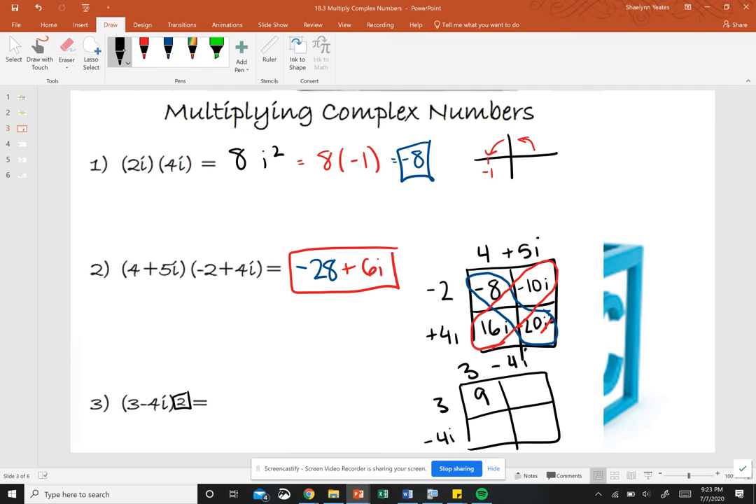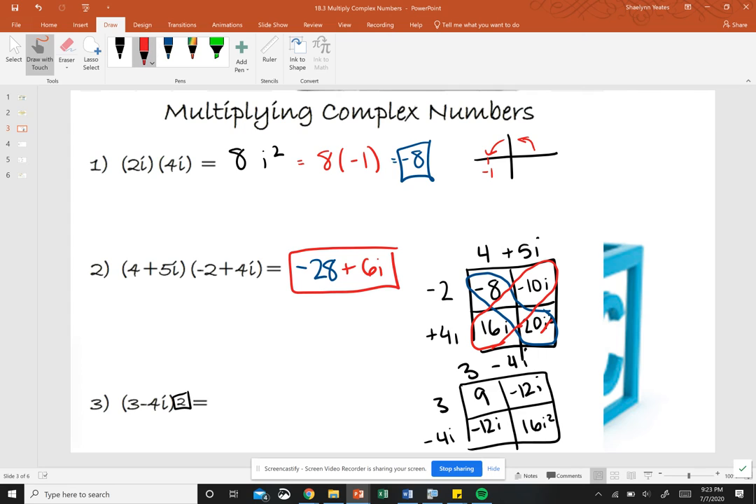Well, 3 times 3 is 9. 3 times -4i is -12i. Same thing with -4i times 3, which is -12i. The -4i times -4i is a -16. I mean, a positive 16. Whew, struggle's real. So we've got 16i squared.